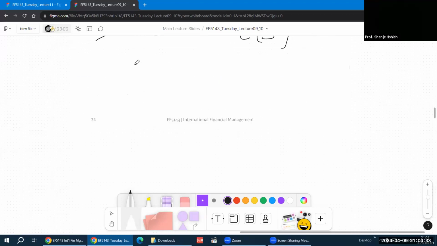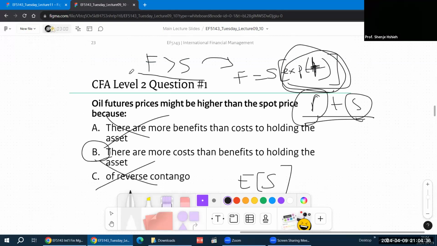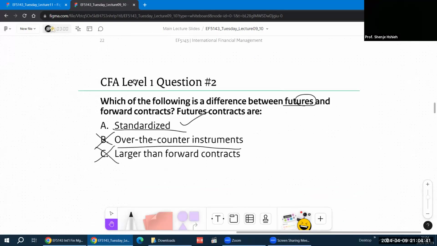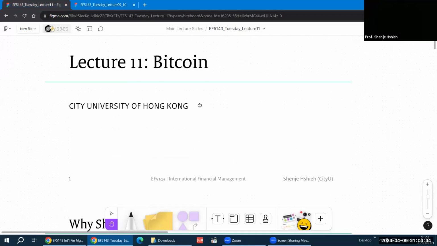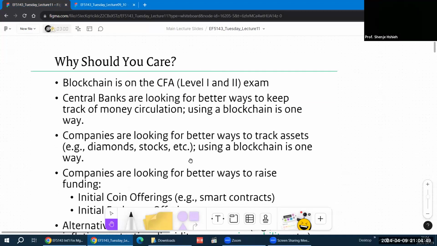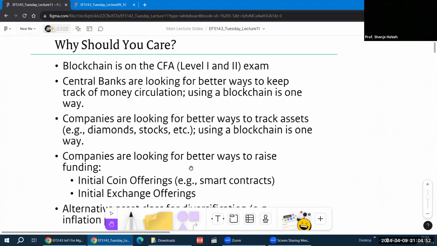All right, so those are the questions I gave you. I hope you have a solid understanding of futures and options now. Let's move on to the lecture of the day, which is on Bitcoin. So why should you care? Last time I checked, the CFA exam does involve understanding of blockchain. I don't know the state of blockchain in Hong Kong very well, but I am very skeptical of this asset space, and I'm going to convey that skepticism to you over the next 30 to 40 minutes.